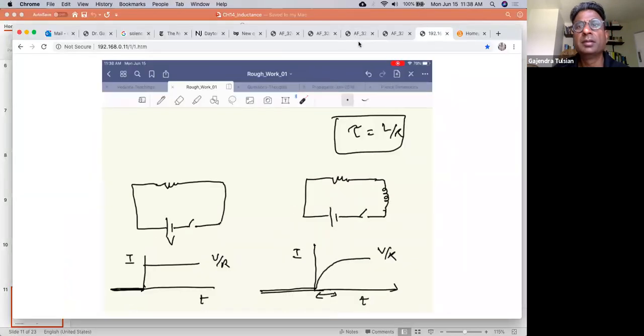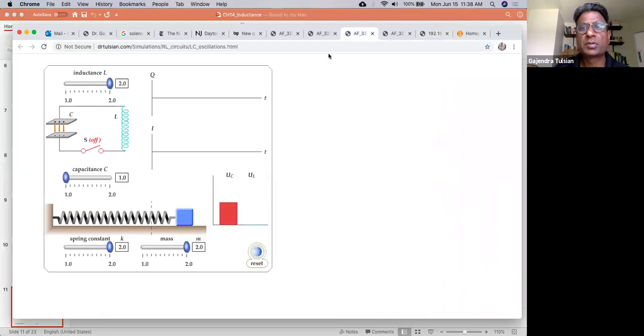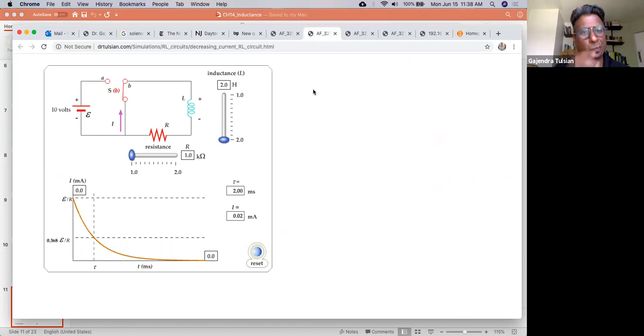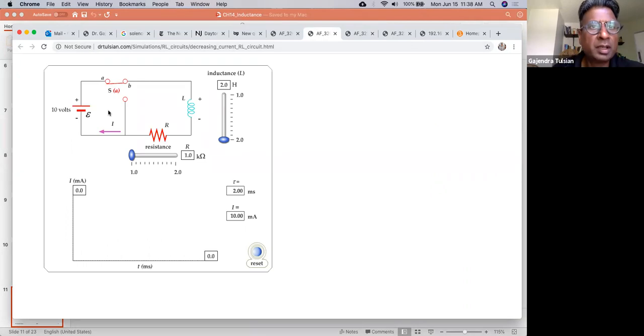All right, so now what we're going to do is the following. I'll give you the punchline. Here is a circuit, and there's the battery, the inductor, and the resistor. You see this switch is a 3-way switch. When you move the switch from here to there, you're removing the battery. As long as the battery is there, you have a current flowing like this.